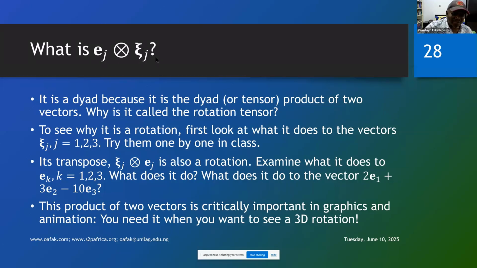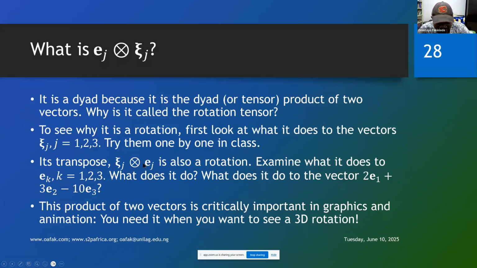Let us leave that. Let us go to the next question, the next point here. It's the transpose. Just reverse it. If you reverse it, you now have Xij circle times Ej. To prove that it's also a rotation, we are going to do two things. Let us see what it does to E1, E2, and E3. So operate this quantity now on E1 and see what the answer will be, and then operate it on E2, and on E3.